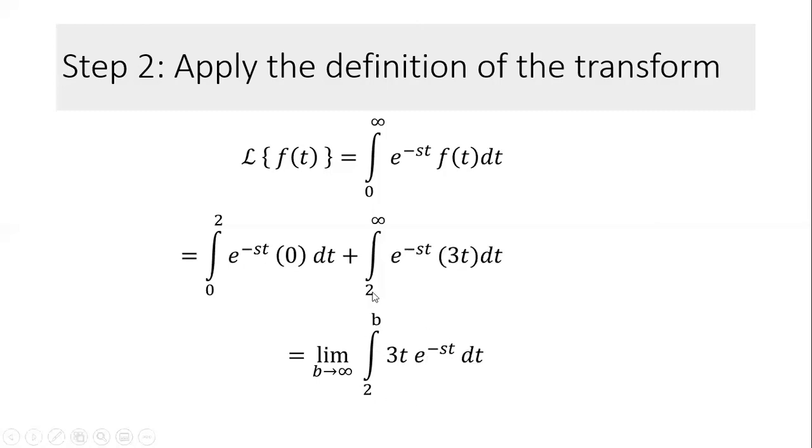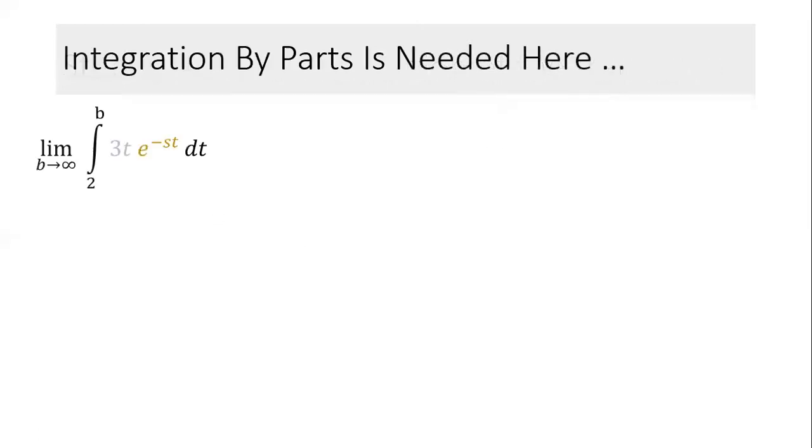And so we must now evaluate this limit of the definite integral going from 2 up to b as b goes to infinity. And we must evaluate this rather testy integral that we see here. Well, it's not so testy after all, but we are going to need integration by parts in order to finish off this integration. We certainly do have a product of functions here. We have a linear function here, 3t, and an exponential function, e to the minus st.